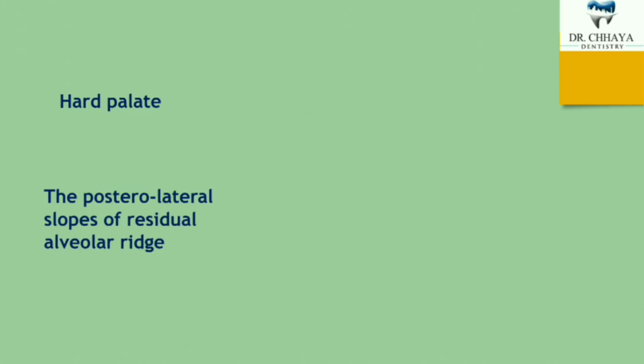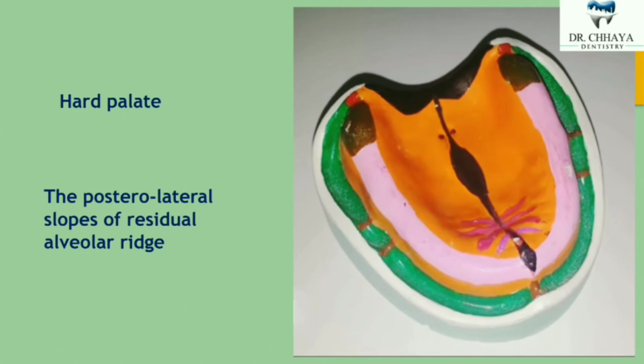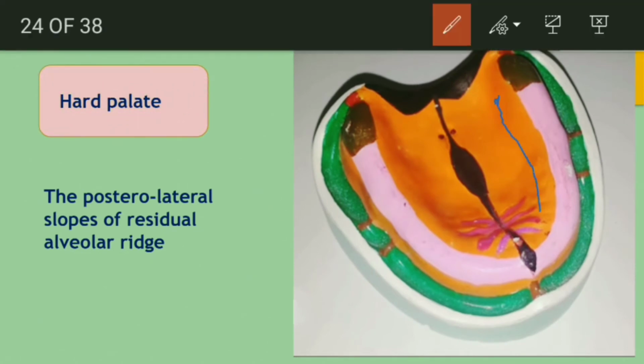Let's identify these structures in the maxillary cast. First one is hard palate. See this horizontal plate, this is hard palate. Here this is anterior hard palate which includes this pink structure, rugae, and this is the posterior hard palate. This part is posterior hard palate.